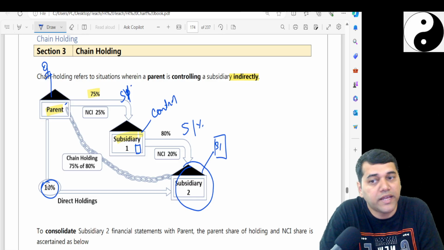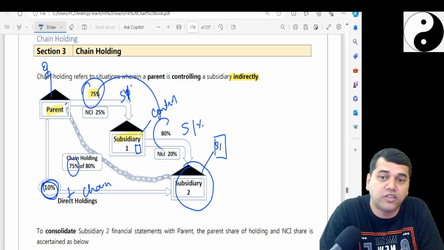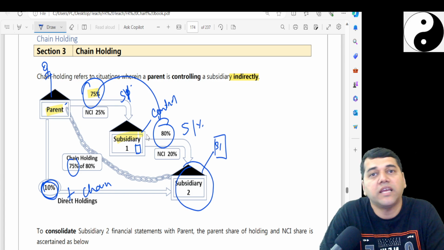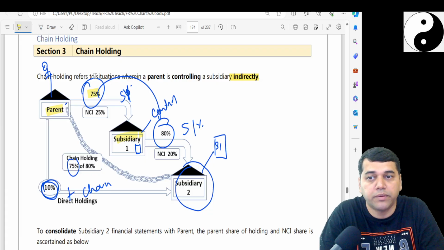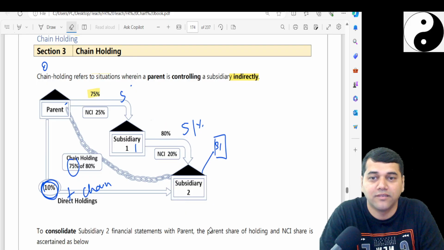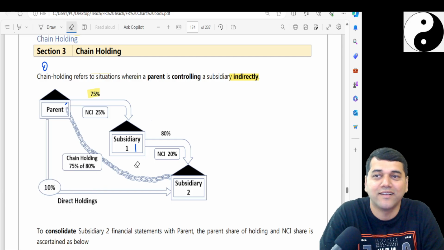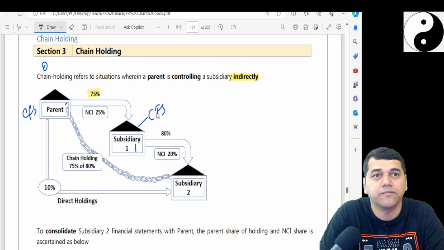It is whatever you directly hold plus whatever you hold through the chain. That means 75% of 80% is what you are holding. See, there can be two ways of consolidation. Ultimately, who has to prepare a consolidated financial statement now? Which parent? There are two parents now. So this person has to prepare CFS. This person also has to prepare CFS.